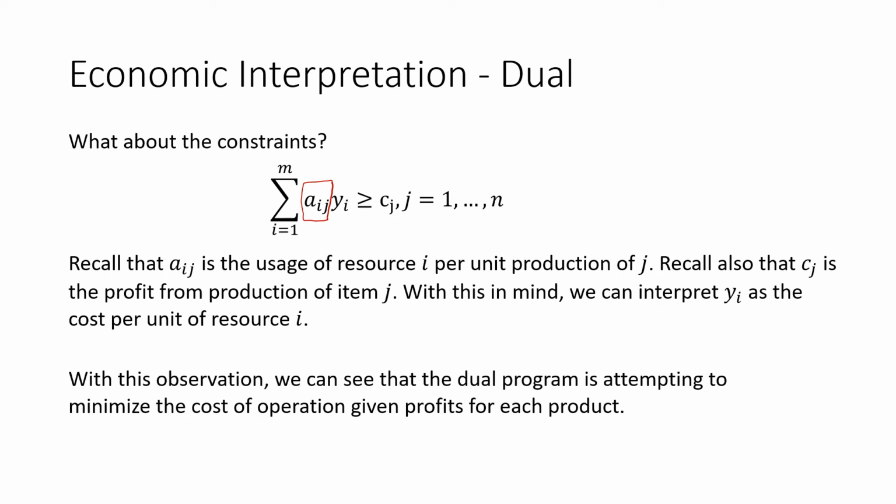Recall that the c_j's from our objective function of the primal, that's the profit from the production of that one item. So the a_ij is the resource cost for that item in a given resource. The c_j is the profit off of that item. So now we can start to interpret, if you think about it in this way, you get a similar interpretation, that you interpret the y_i's as the cost per unit of that resource for that line.